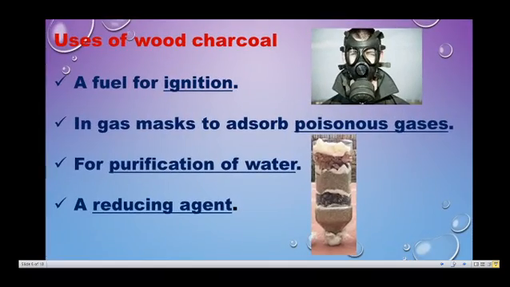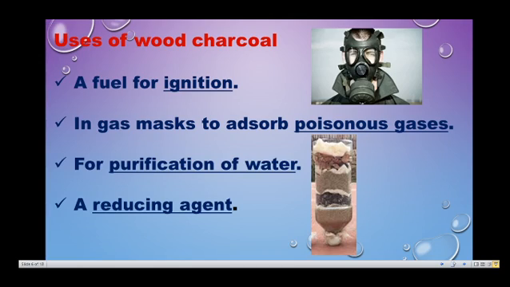Wood charcoal is used in many places. It is usually used as a fuel for ignition. To ignite any substance, we need some fire, heat energy. So wood charcoal acts as a fuel for ignition. It is also used in gas masks to absorb poisonous gases. When people are working in mines, some poisonous gases will be evolved. They will be absorbed with the help of wood charcoal. So in a gas mask, wood charcoal is used to absorb poisonous gases.